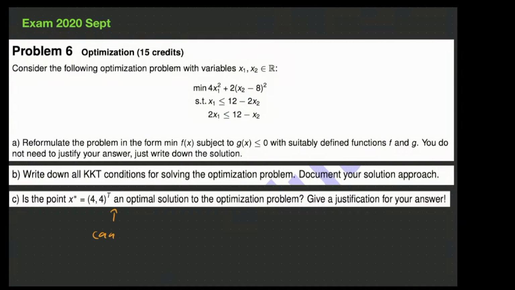And again, so pretty similar to the last one. And again, please, for the last problem C, in this case, just prove that this is a candidate point. What is missing, of course, is again a convexity argument.